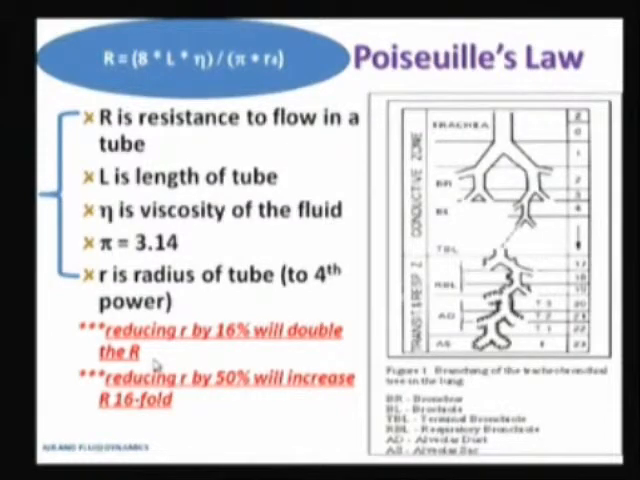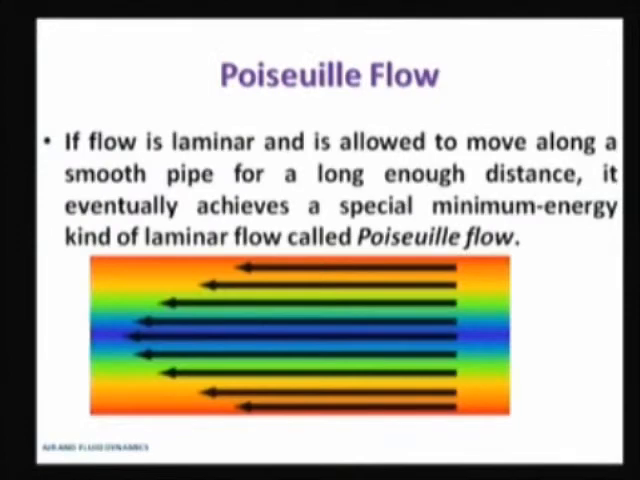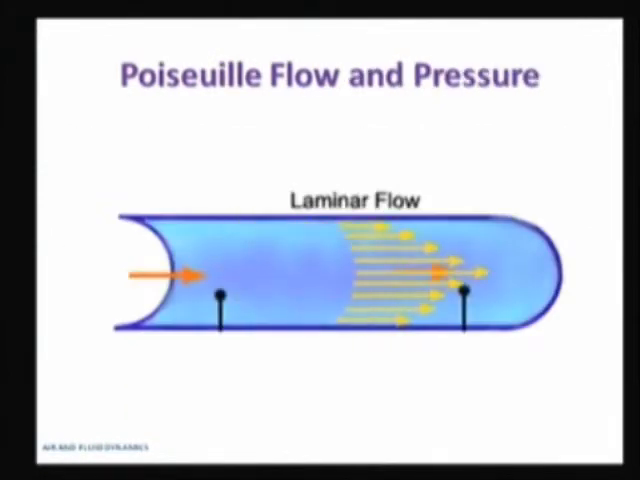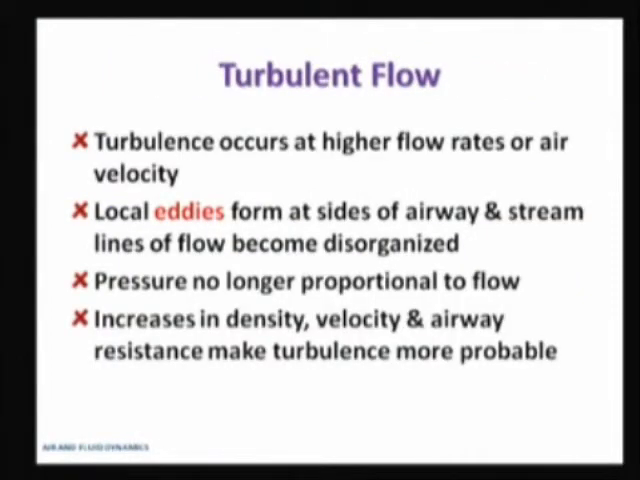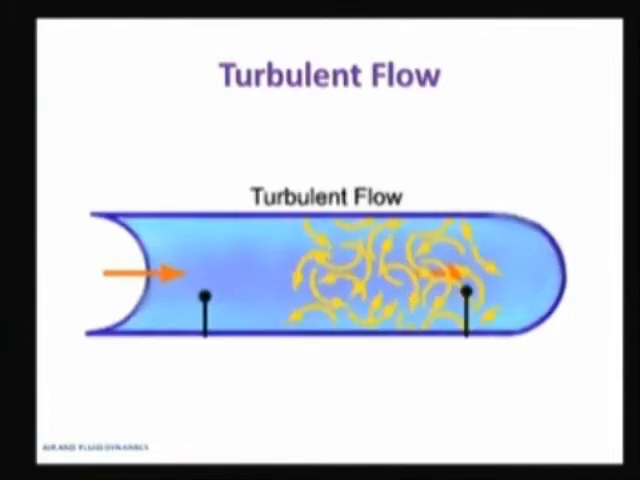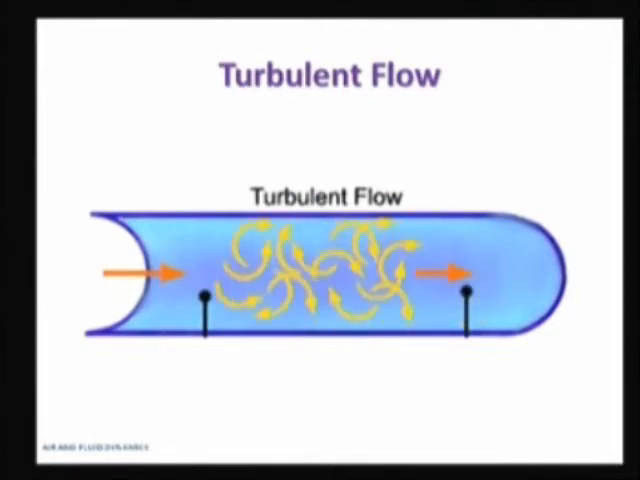Reducing the radius by 16% will double the resistance of the airway, and reducing the radius by 50% will increase resistance by 16-fold. This is what we call Poiseuille flow, the laminar flow. Velocity is double at the center and half at the periphery. This is the laminar flow that occurs at low flow rate. Turbulent flow occurs at higher flow rate and it causes local eddy currents. Eddy currents will go on to break up the secretions if the flow is at high lung volume or a high flow rate.